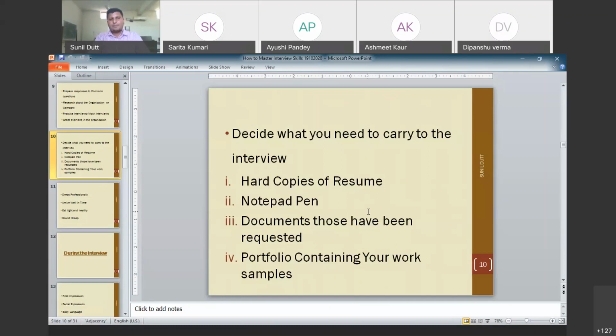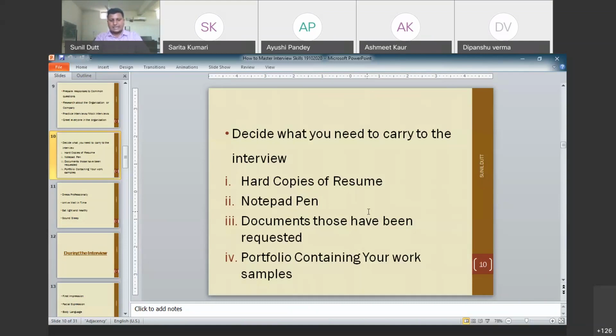Then a notepad and pen, you need to carry all these things, because before or after the interview, you may have to write something important which you might need later. Documents, those that have been requested. You should have the Xerox copies as well as the original files of all the documents which have been asked for.